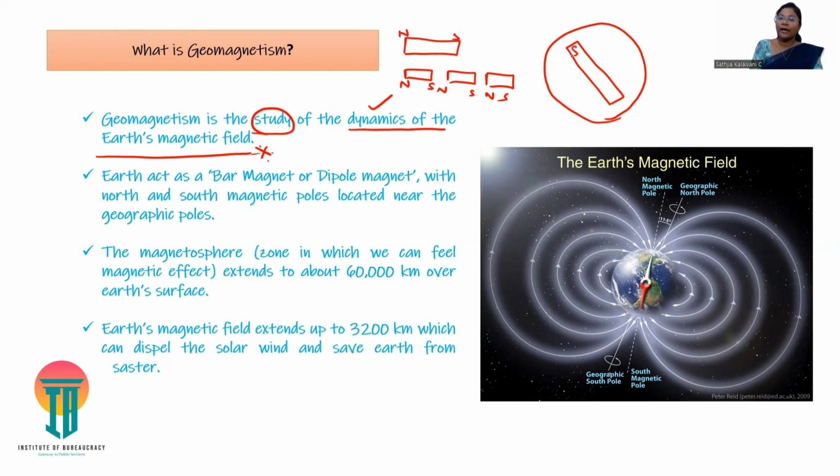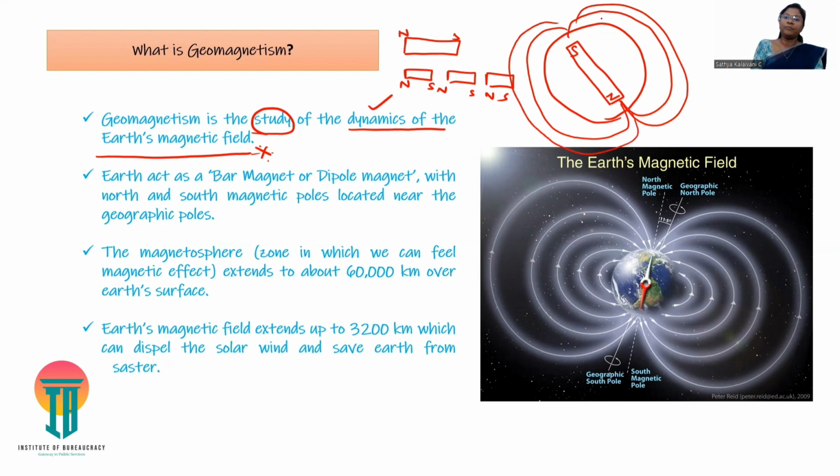Similarly, Earth also has poles, 2 important poles, the north pole and south pole, and the magnetic field lines. Since Earth acts as a bar magnet, the magnetic field lines emerge out of one pole and converge into the other. These lines are what we call magnetic field lines. The entire sphere up to which this magnetic effect is experienced, we refer to as the magnetosphere. So magnetosphere is the zone where we can feel the Earth's magnetic effect.